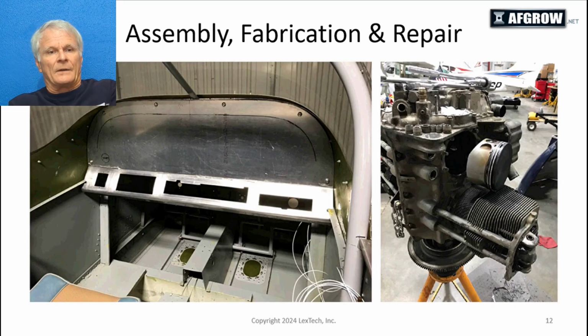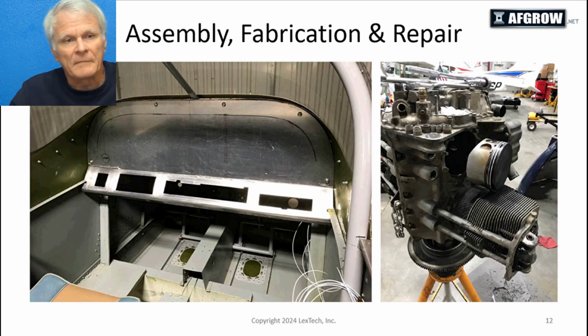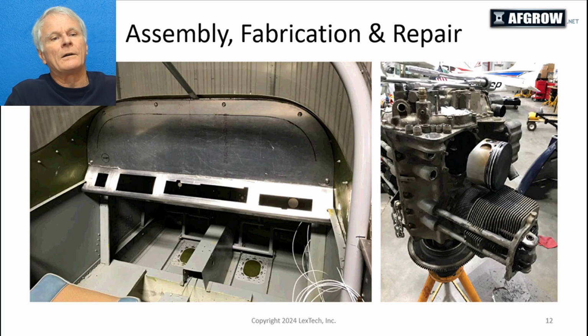Now, I redid the instrument panel completely to allow room for radios and transponders, and the space is very limited on this airplane, so I tried to make use of every little bit of space by bending that instrument panel a little bit to allow me to have clearance for the radios.